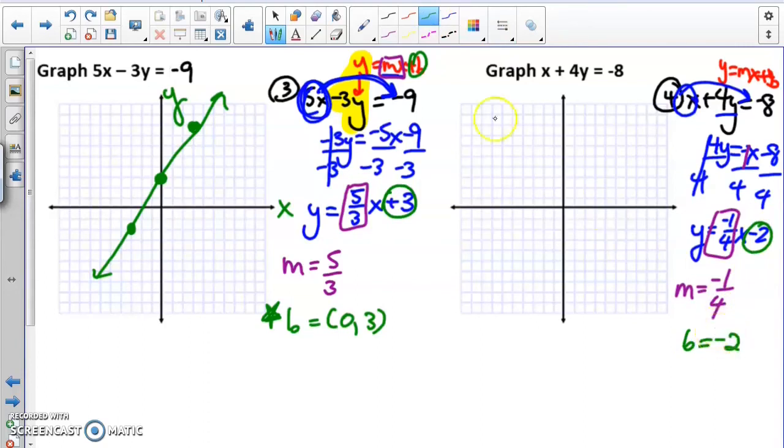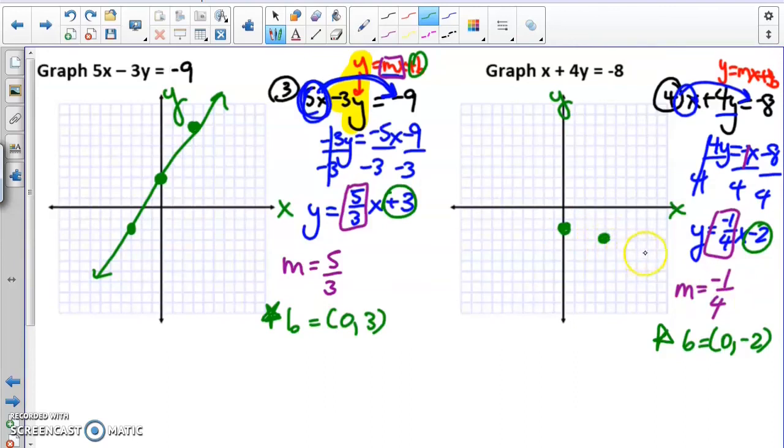Oh, (0, -2). That was my fault. Got in a hurry there. b equals (0, -2). And now, make your x-axis, make your y-axis, and begin with b. So (0, -2) sends us to the origin, and then down 2. And now our slope is -1/4, so that's going to send us down 1 and right 4: 1, 2, 3, 4.